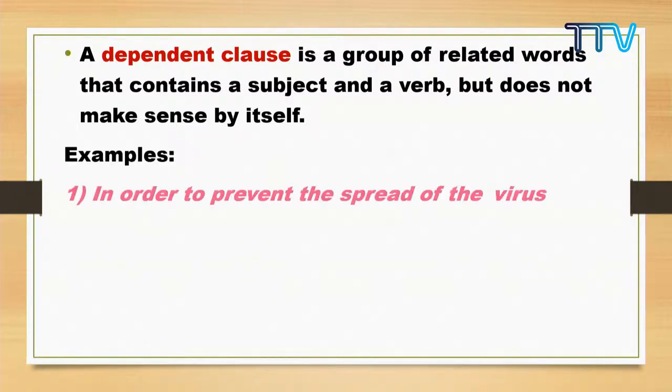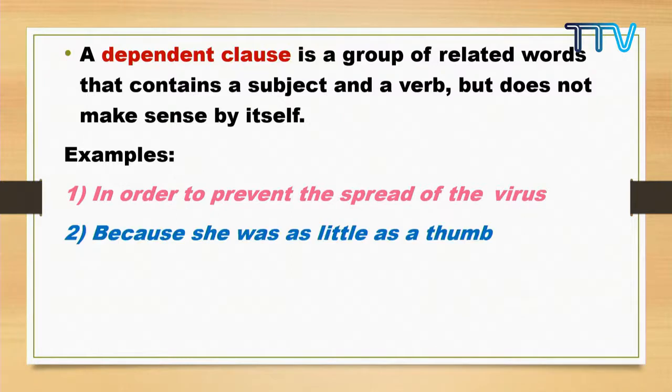In order to prevent the spread of the virus. Okay, now this is a group of words and you can see undoubtedly they are all related, isn't it? In order to prevent the spread of the virus. But do you think this conveys something? Is it complete? No. In order to prevent the spread of the virus, you feel like there's something missing. We want to say something else, isn't it? In order to prevent, what should we do? Okay, so this is a clause, but it is not independent. It is a dependent clause.